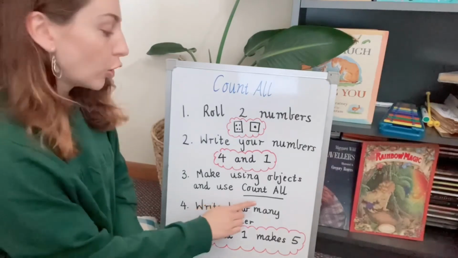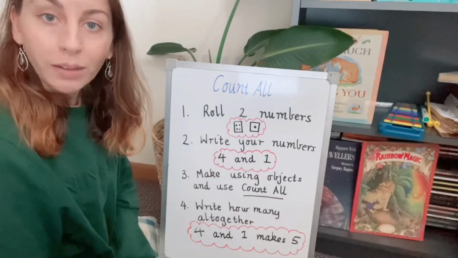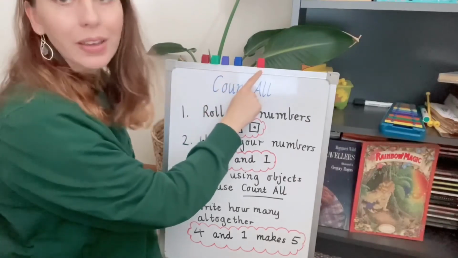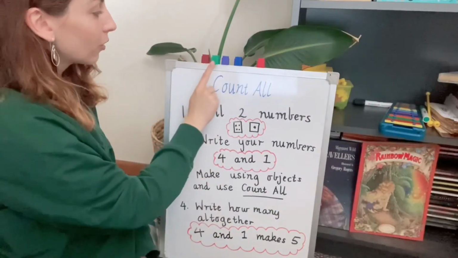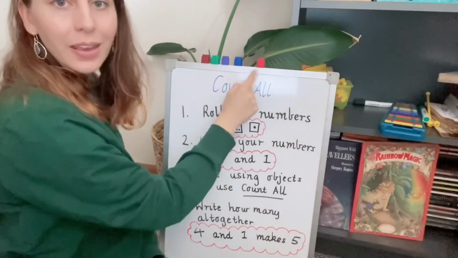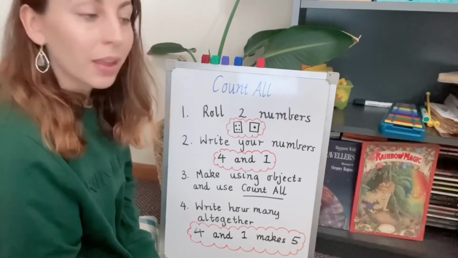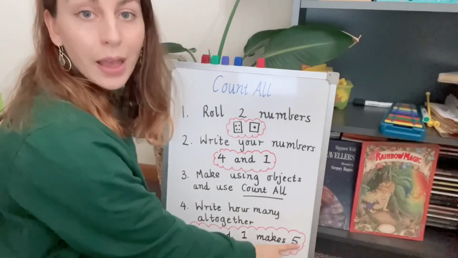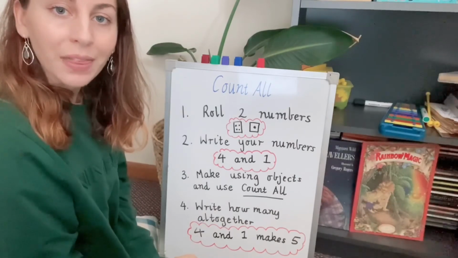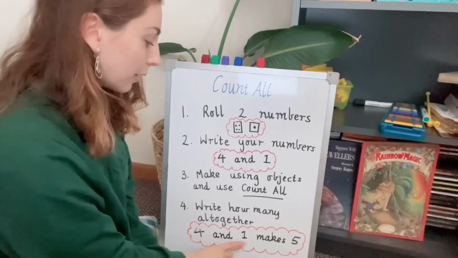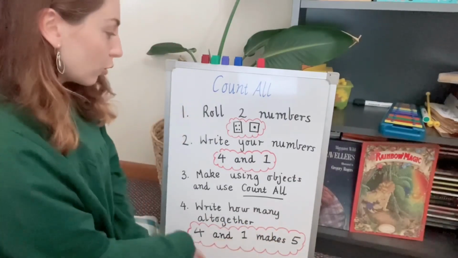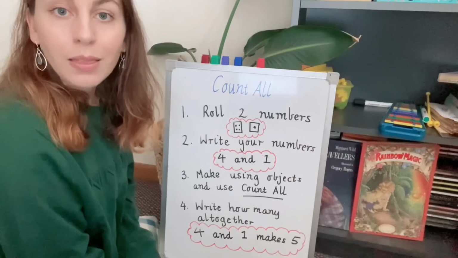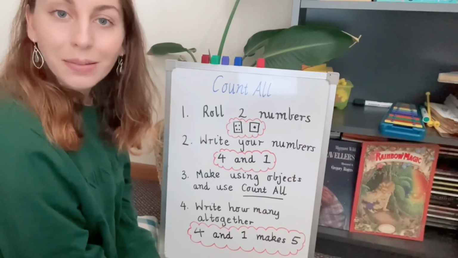When you've made them, use Count All to count all of the objects. So if I made mine out of Unifix, I would have 4 over here and 1 over here, and then I would use Count All. 1, 2, 3, 4, 5, and I figured out that there's 5 altogether. After that, you go back to your book and you add makes 5 or whatever number you figured out you had altogether. So I've got 4 and 1 makes 5. And then you start again. You roll the dice again to make 2 more numbers. And remember that the more times you do it, the better you'll get at using Count All and doing adding.